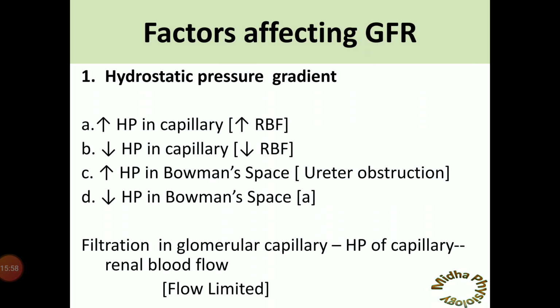So let us see what the factors affecting the glomerular filtration rate are. The first one is the hydrostatic pressure gradient. This is the hydrostatic pressure of the capillary and the Bowman's space. As we have just discussed, the higher the hydrostatic pressure in the capillary, the higher the filtration. You can see this condition whenever there is an increase in the renal blood flow. Whenever there is an increase in renal blood flow, the amount of blood going towards the capillary will also be increased, and its hydrostatic pressure would also be increased, and the glomerular filtration rate would be decreased.